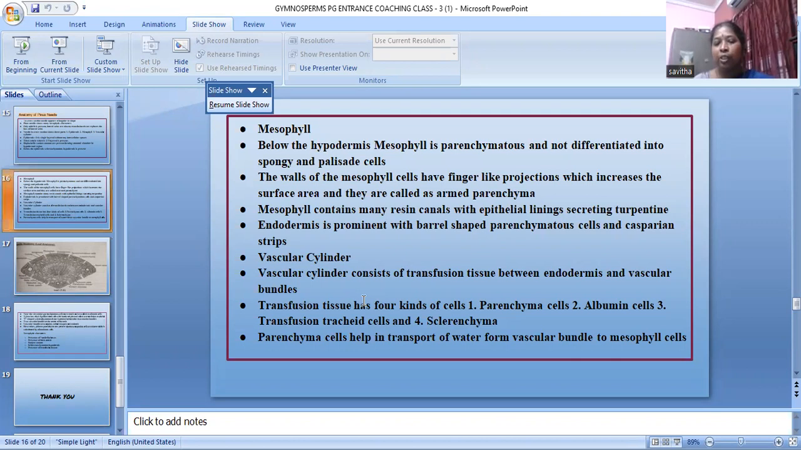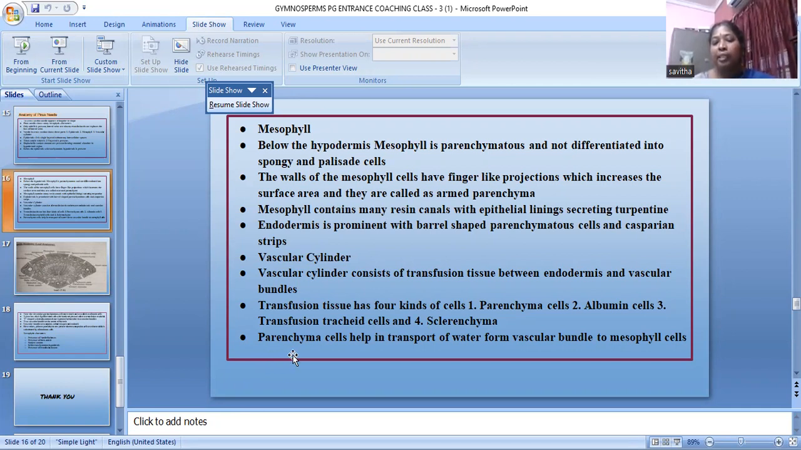This transfusion tissue has four kinds of cells. It is present around the endodermis. It runs parallel along with the endodermis up to the root portion. The transfusion tissue has four kinds of cells: parenchymatous cells, albuminous cells, transfusion tracheids, and sclerenchyma.